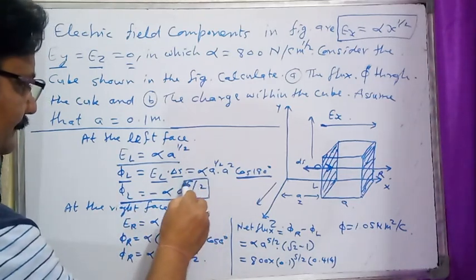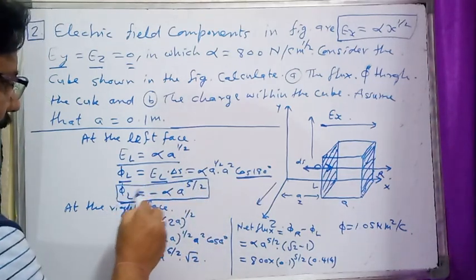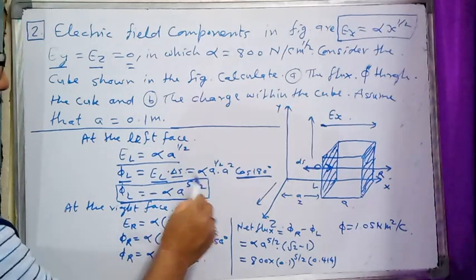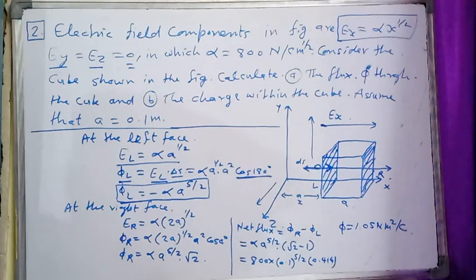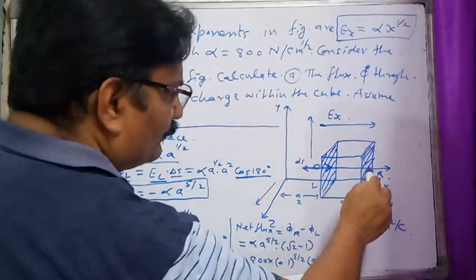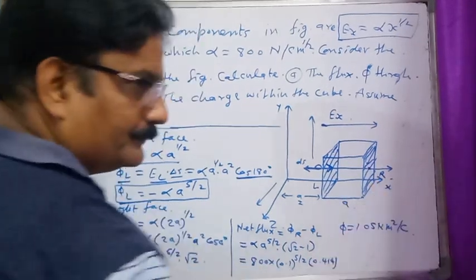Therefore after calculation, the flux entering inside the cube through the face at the left side, phi L, is coming out to be minus alpha a to the power 5 by 2. That is, 2 plus half, a to the power 5 by 2. Alpha is there.